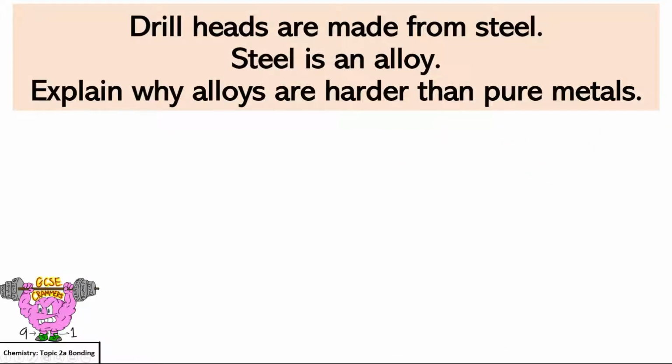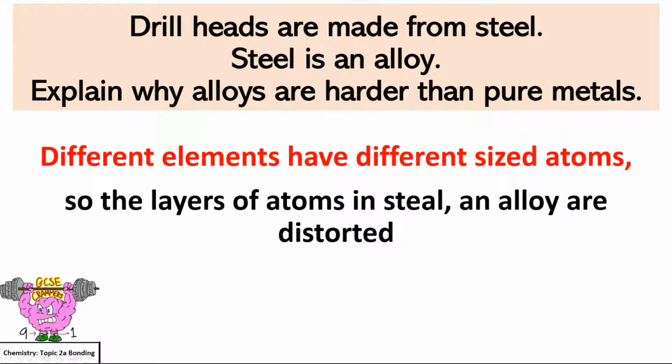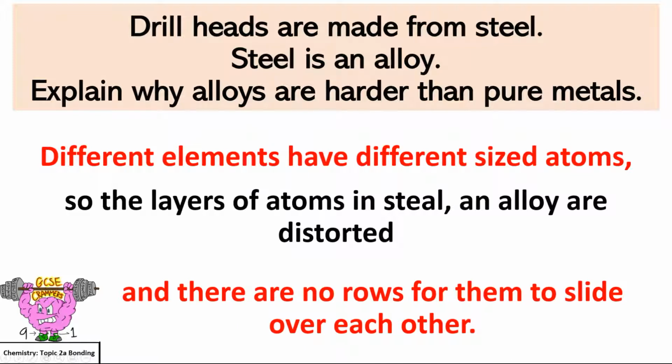Drill heads are made from steel. Steel is an alloy. Explain why alloys are harder than pure metals. Different elements have different sized atoms, so the layers of atoms in steel and alloy are distorted, and there are no rows for them to slide over each other.